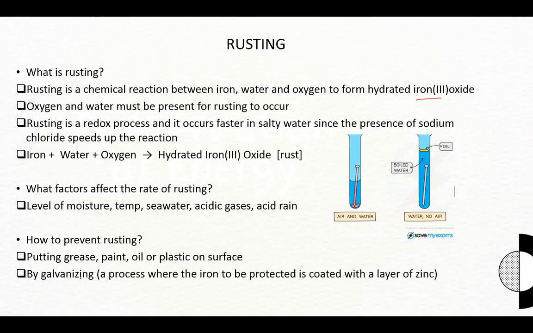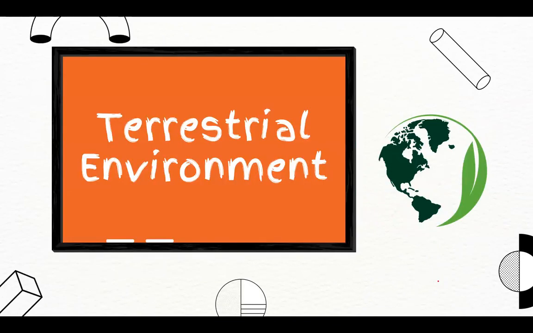on the surface. And we can also do a process called galvanizing, which is where the iron that we want to protect is coated with a layer of zinc because the zinc does not react with the oxygen in the air to form that rust. So it protects the layer of iron which is under it. Or I shouldn't say it doesn't react with the oxygen, but it does not flake off or it doesn't allow rusting because it's protecting the layer of iron under it.